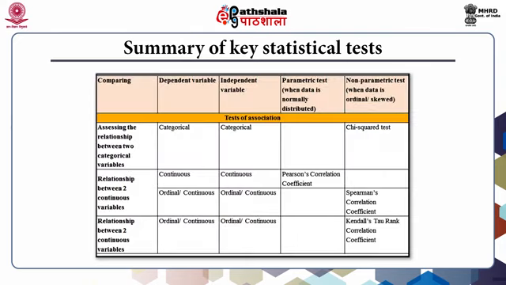This is a continuation of the previous slide and further gives a summary of the statistical tests we have studied. This slide summarizes the various tests of association like the Pearson's correlation coefficient, chi-squared test, Spearman's correlation coefficient and Kendall's tau rank correlation coefficient.